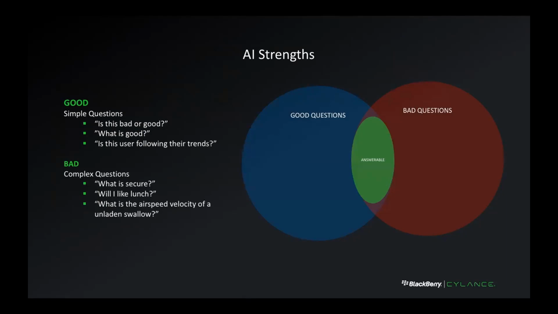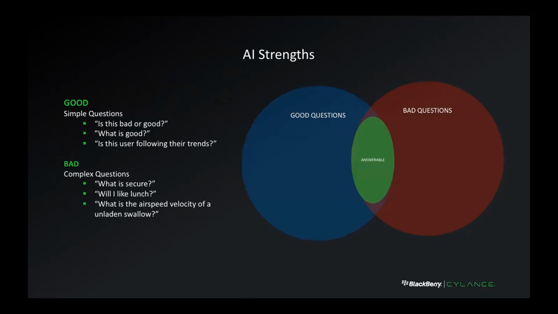Things that machine learning is bad for are complex and amorphous questions. What is secure? Will I like lunch? Now, will I like lunch is, if you had a mass amount of data, the star ratings on Yelp or whatever it happens to be, it might be able to make a statistical determination that you probably like this place based on someone else's ratings. But again, it has no relevance to classify that restaurant in any other way other than comparing that source of truth that it has, your opinion about a restaurant, to something else.